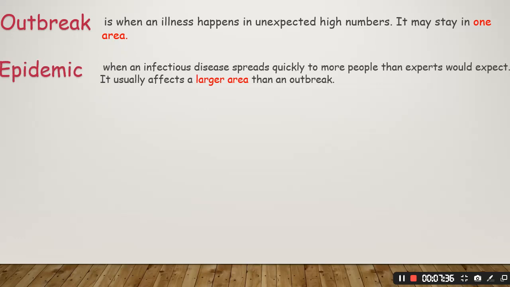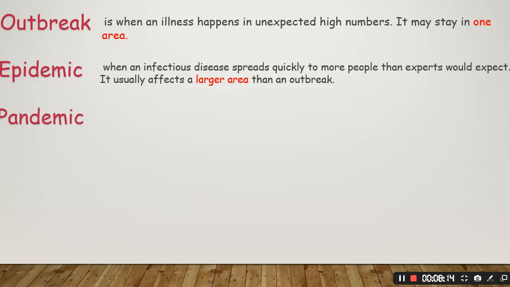An epidemic is when an infectious disease spreads quickly to more people than experts would expect. It usually affects a larger area than an outbreak. So here it becomes an epidemic. Okay. Outbreak is a disease spreading in one area, while an epidemic spreads to and affects a larger area or areas.